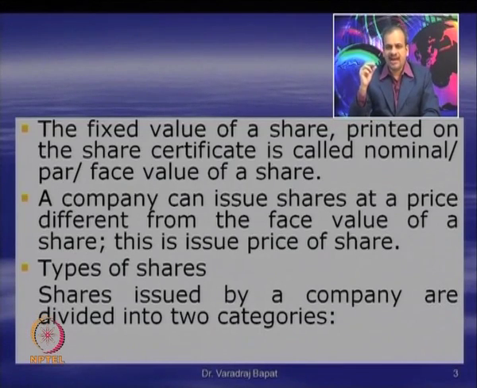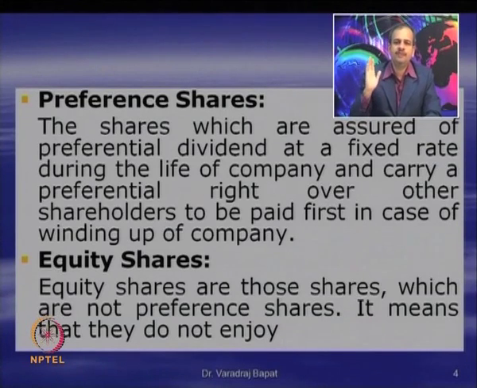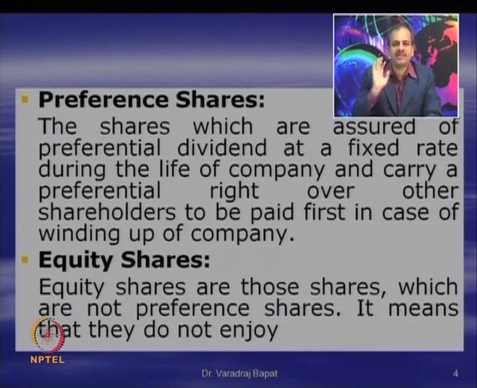Now, if you look at the types of shares, there are two types: one is preference share, the other is equity share. Preference shares, as the name suggests, have a preference over other shareholders. For what do they have a preference? The first preference they have is to receive the dividend. They are entitled to a fixed rate of dividend, let us say 12%. Before other shares are paid any dividend, these shareholders are paid 12%.